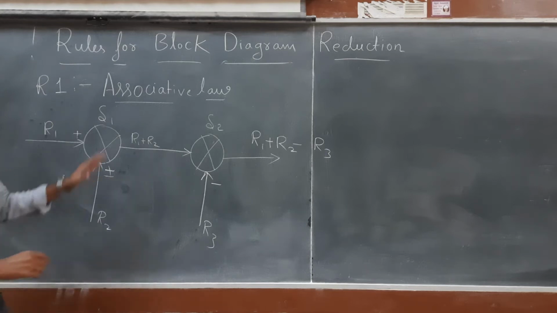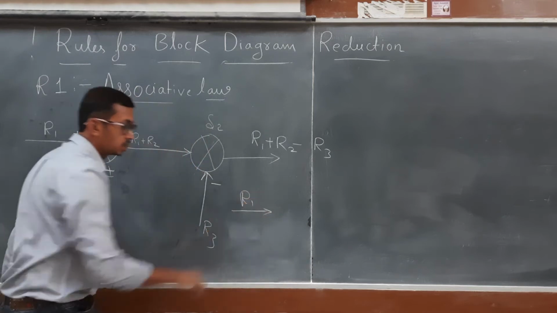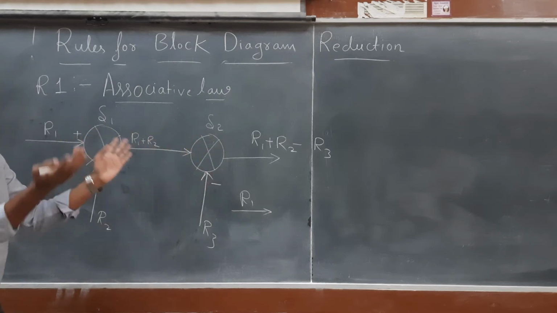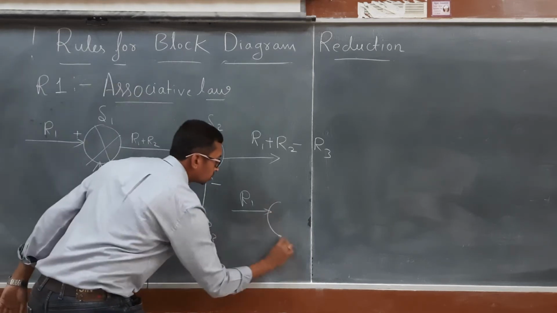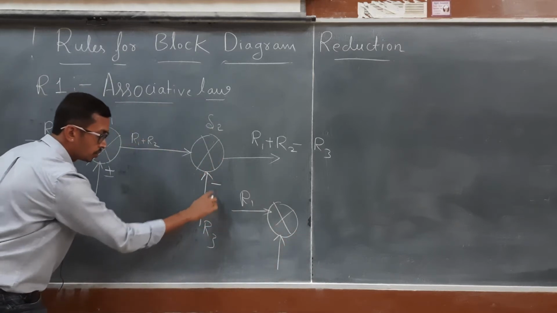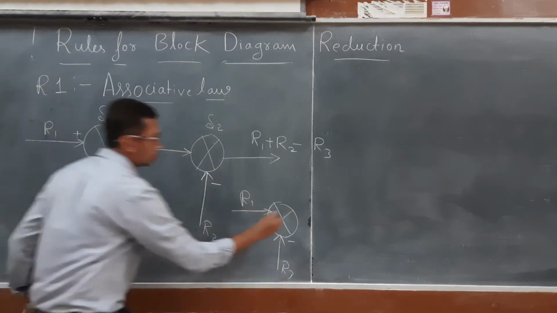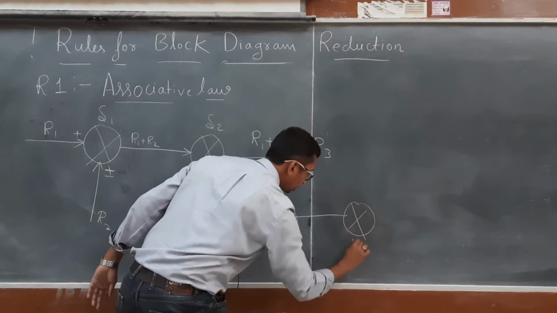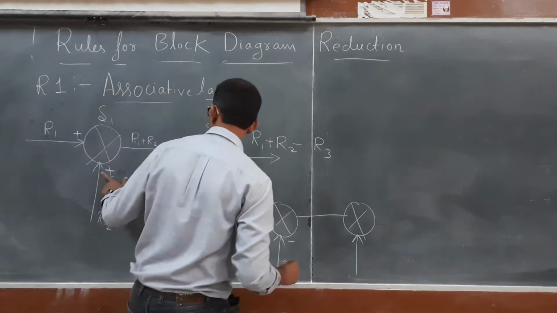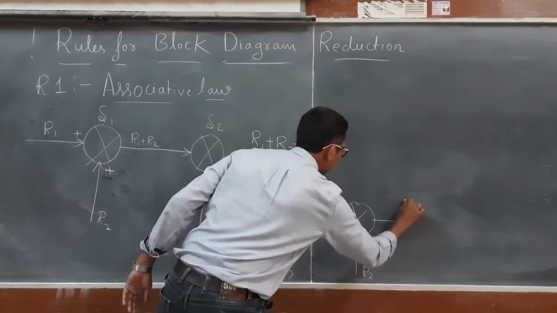For example, if I interchange the summing points, R1 will be the input. There is no change in the reference input. I am shifting summing point 2 and summing point 1, just interchanging them. So this is summing point 2. What is the input for summing point 2? We have minus R3. Next, we have summing point 1. What is the input for summing point 1? It is R2, and here it is plus. So plus R2.